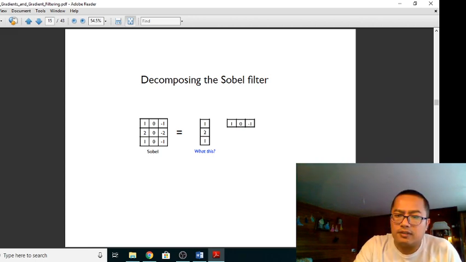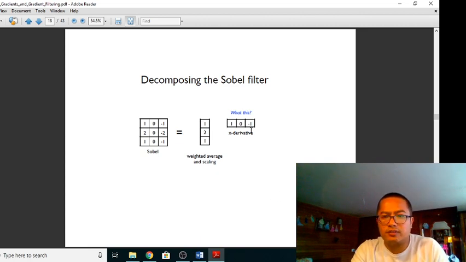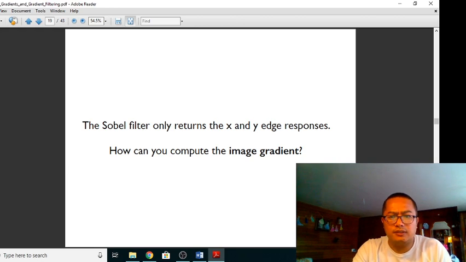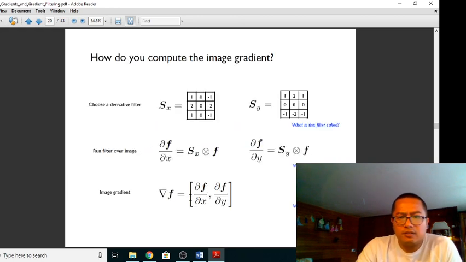So that way the filter is formed. See, this is the weighted average and this is the x derivative. This is the way we find it. Once you find it, this is the filter for finding the x direction derivative. This is the Sobel filter for finding the y direction.